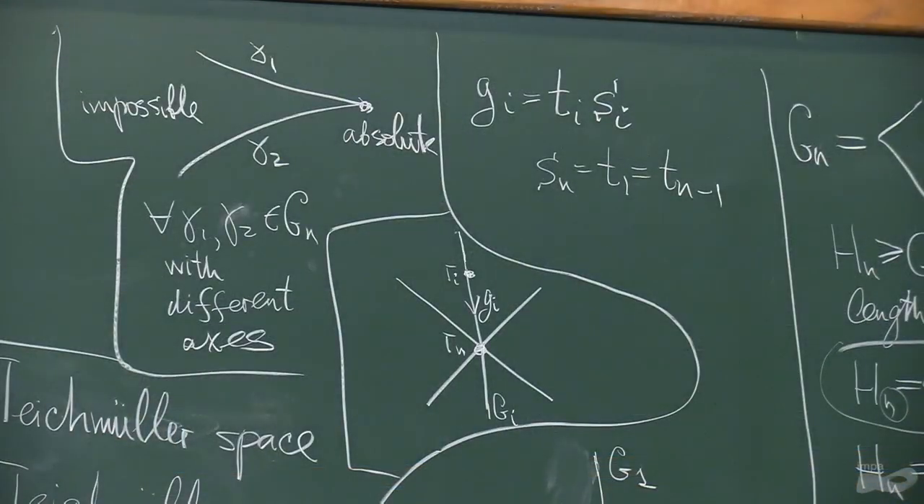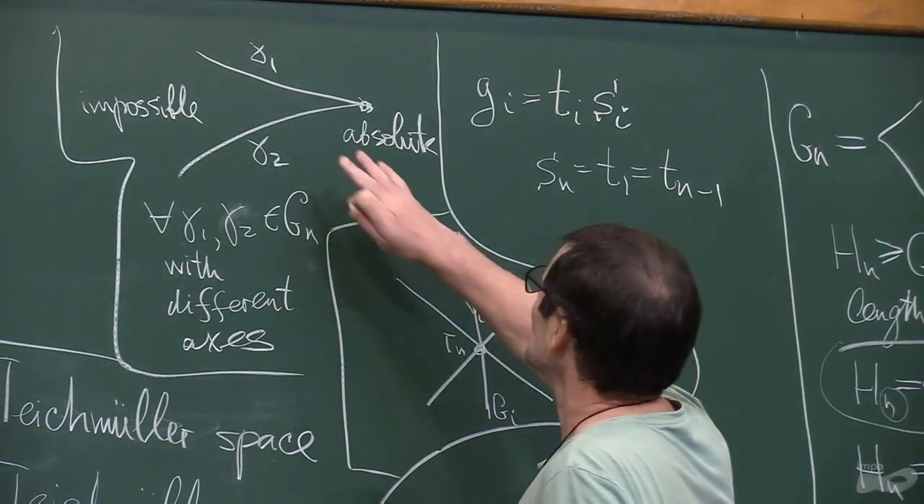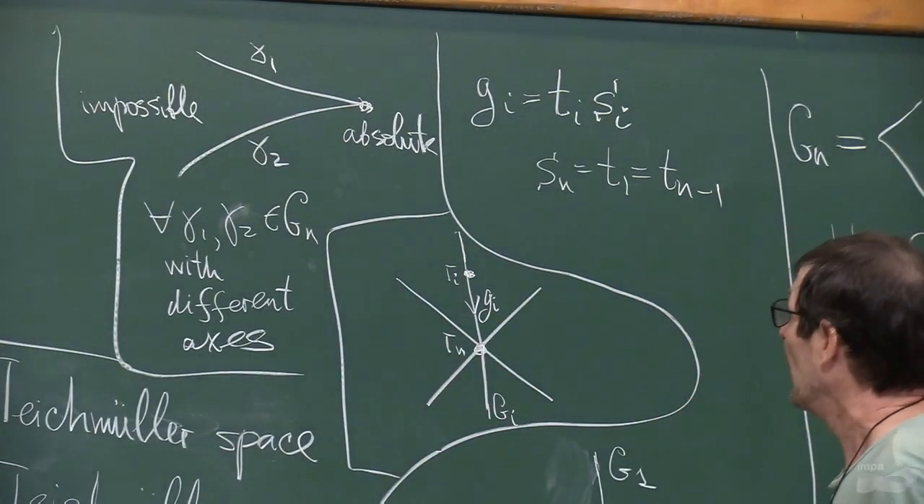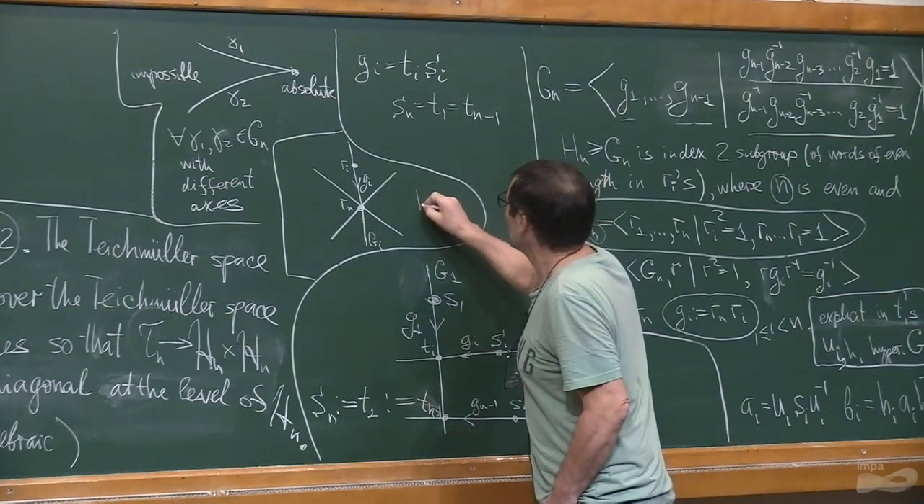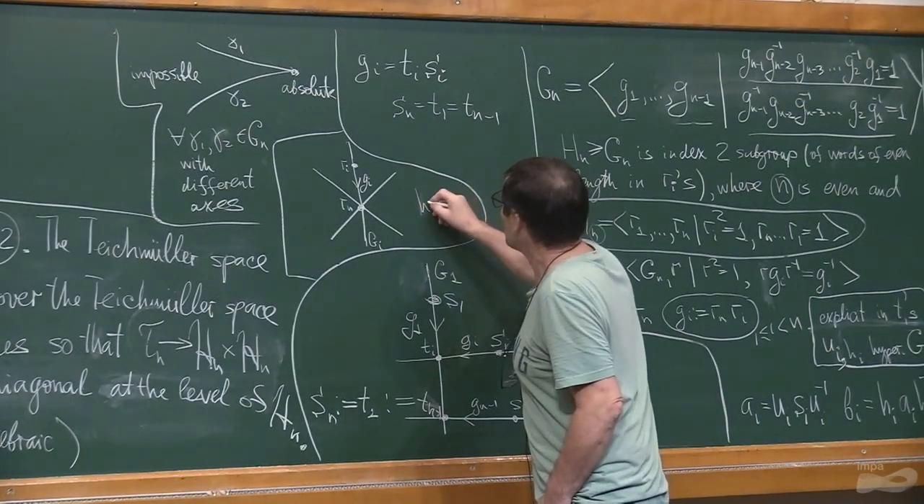About 10 lines of proof, but I will not show this proof. So we accept this fact. Well, now, this situation is impossible. And now let us look at the hyperelliptic situation.